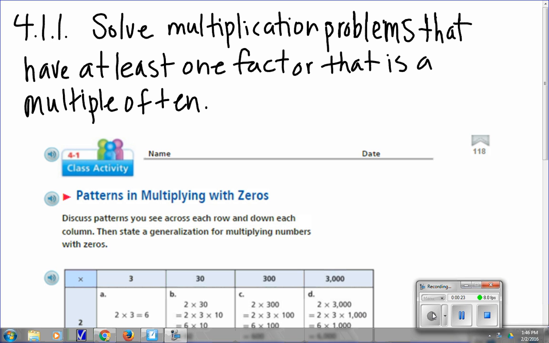I know, but this is lesson 1, and then you're going to get one tonight, and then you're going to get one tomorrow. So this one's going to be kind of a 3-pager. Just go with it. So tonight is 4.1.1, or this afternoon. We're going to solve multiplication problems that have at least one factor that is a multiple of 10.